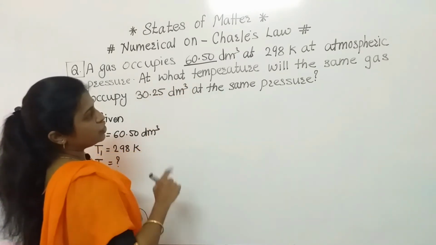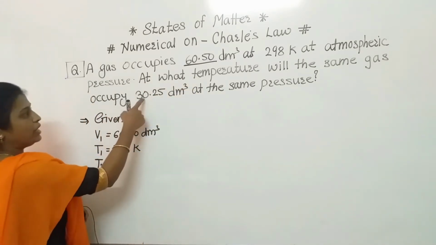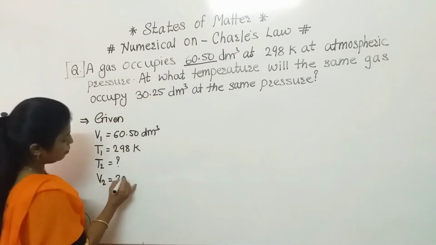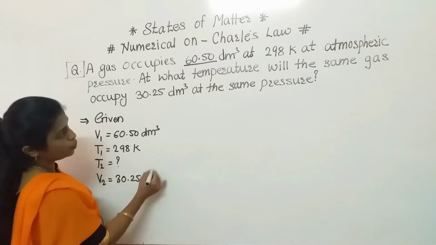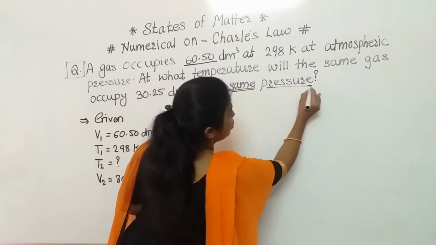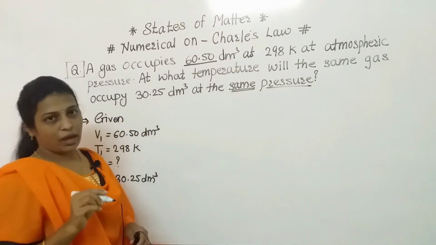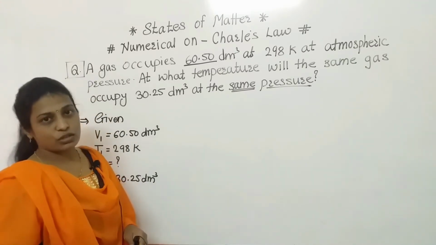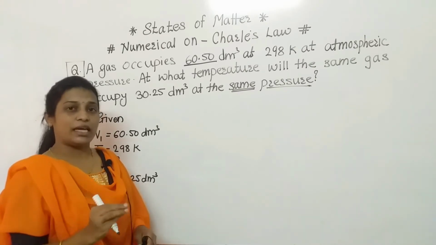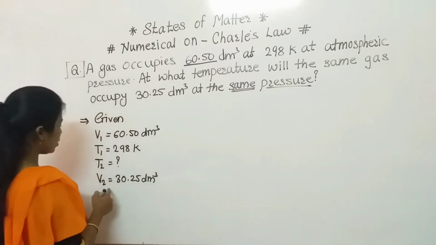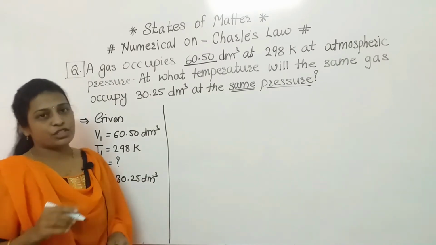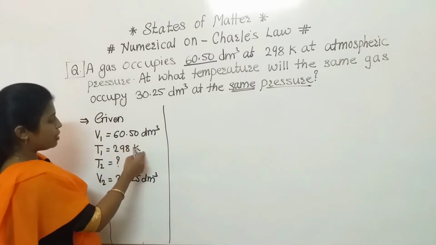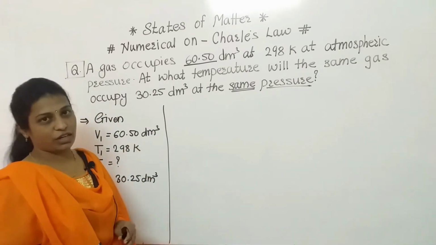So at what temperature will the same gas occupy 30.25 decimeter cube? Means V2 is given as 30.25 decimeter cube at the same pressure. Here you can observe one thing: previously also they gave the same pressure, and here also the same pressure. It indicates that when the pressure is constant, this is based on Charles law. Previously the temperature was given in degree Celsius, so we converted it into Kelvin. But in this numerical it is given in Kelvin, so no need to convert.